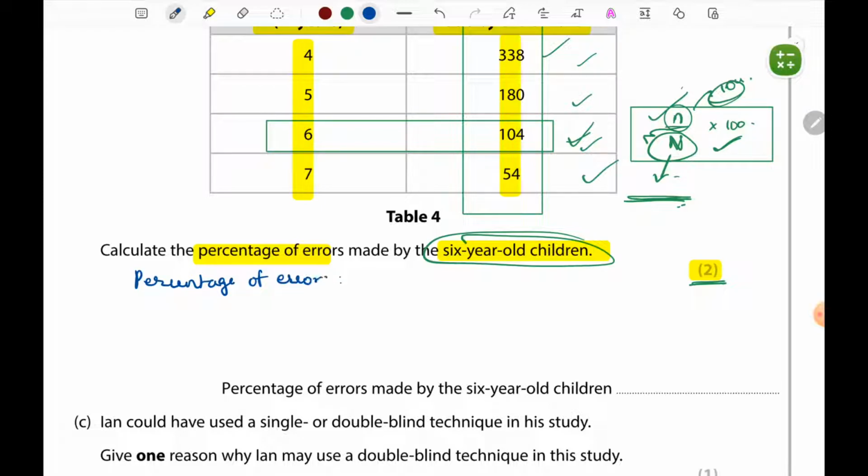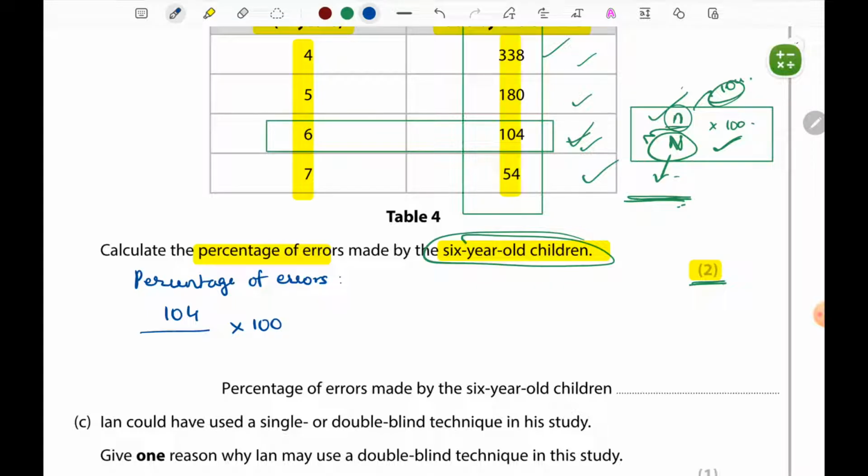Okay, now in the numerator we have 104. That I can write directly. I don't need to explain why or from where I got 104. The denominator I can leave blank because right now I don't know what is the denominator, and multiply by 100. So I'm just leaving a space for the denominator. I'll fill it very soon.